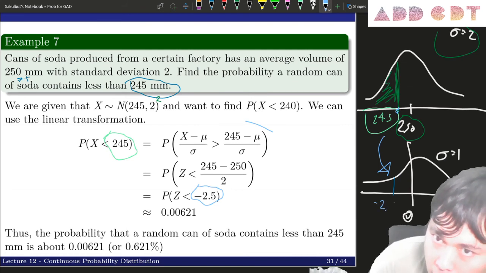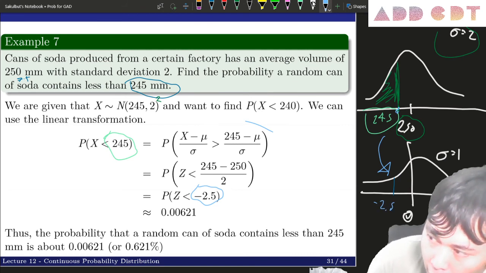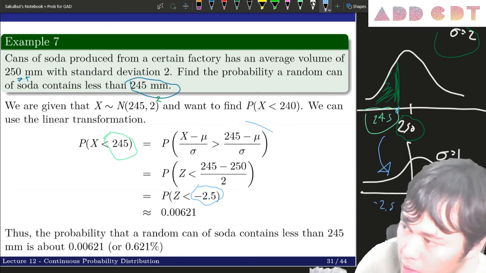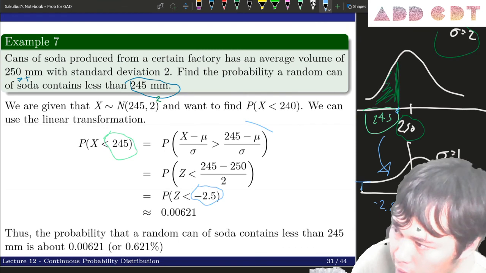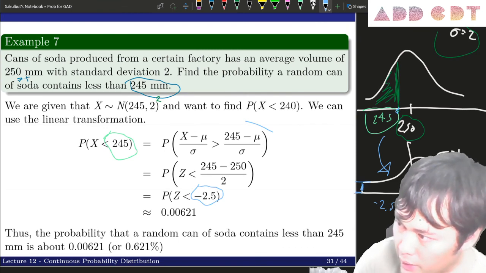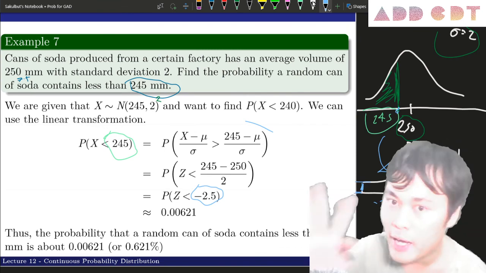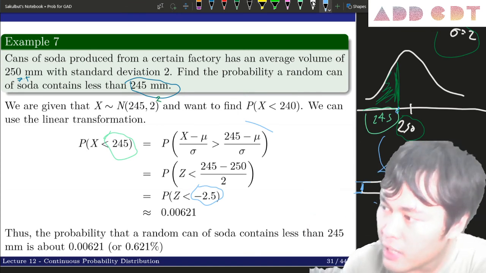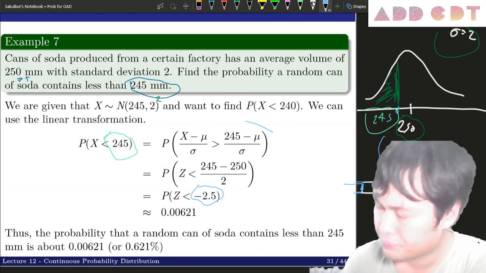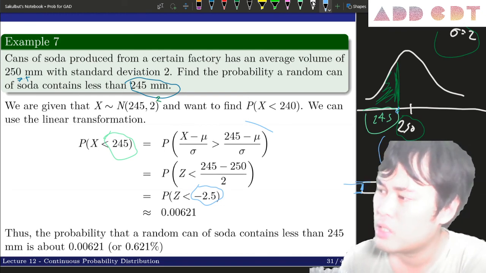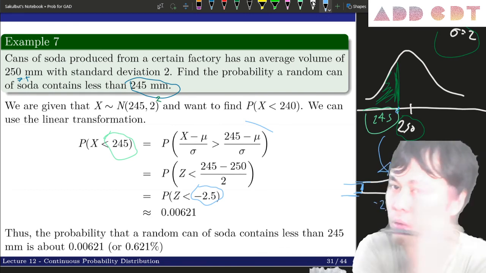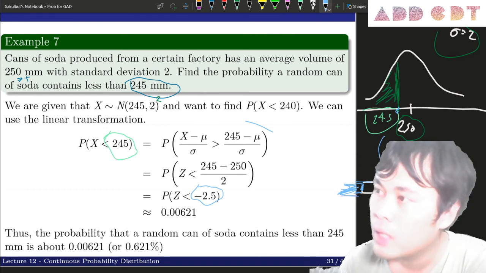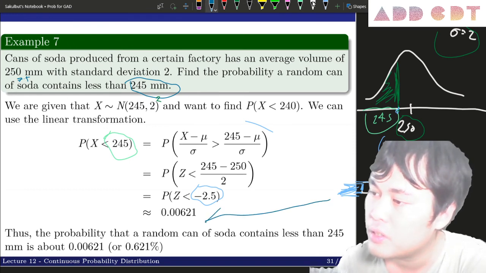What does that mean? 0 and 2.5 is pretty far, right? The more precise image should be that. Even if it looks close, only 5 away, which is 2% away, the actual area of the standard normal distribution is very far left from the center. And if you actually compute the area, you get the number 0.006.